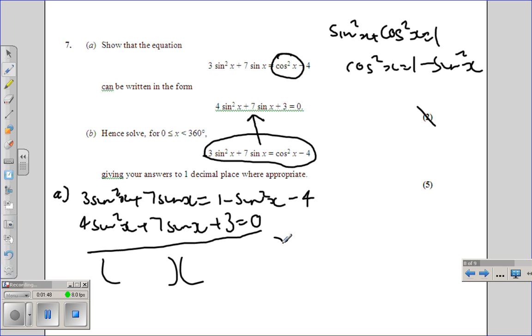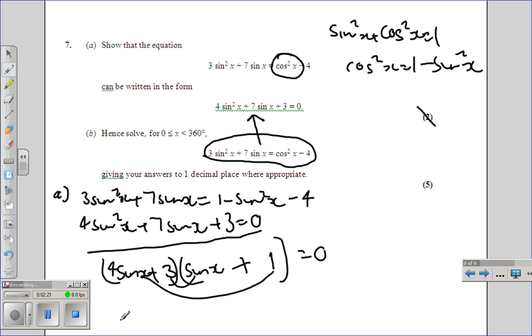Factorise. You've got 4 sine squared x, so just think of it as 4x squared. It could be 2x and 2x, or 4x and 1x. I've done this question before, and I know it's 4 and 1. 2 and 2 just didn't work, so it's 4 sine x and 1 sine x. They multiply to give 4 sine squared x, which is what we want. 1 and 3, if you put the 3 here, you're going to get 12. It's too many. It's 1 here, 3 here. That gives you 3 sine x. That gives you 4, and you want 7, so make them both plus. That means sine x equals, for this bracket, negative 3 over 4. For this one, sine x equals negative 1.